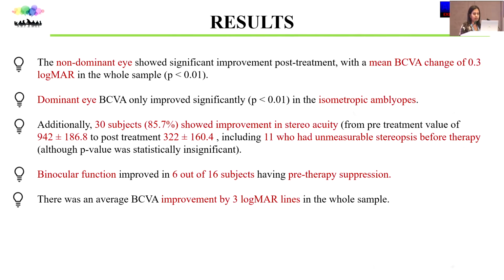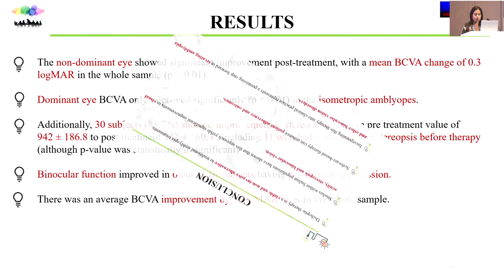Additionally, 85% patients showed improvement in the stereo acuity, including 11 who had unmeasurable stereopsis before the therapy, although the p-value for this was not statistically significant. Binocular function improved in 6 out of 16 subjects who had pre-therapy suppression, and there was an overall average BCVA improvement by 3 logMAR lines in the whole sample.